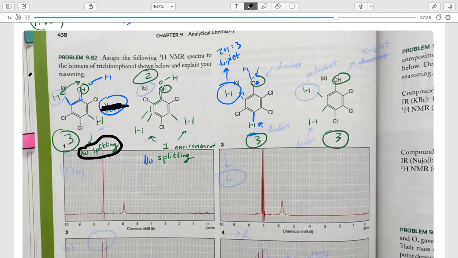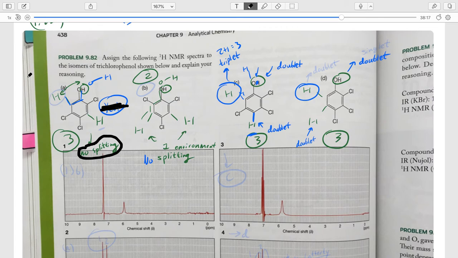So for this one, we expect a triplet. And for both of those, the OH and the H, we should get a doublet, because they each have 1 neighbor. And then this one here, it's got 2 neighbors again, so it's going to be a triplet. And then this one is a doublet, and this one is a doublet. So now I've identified the splitting patterns and what it should look like.